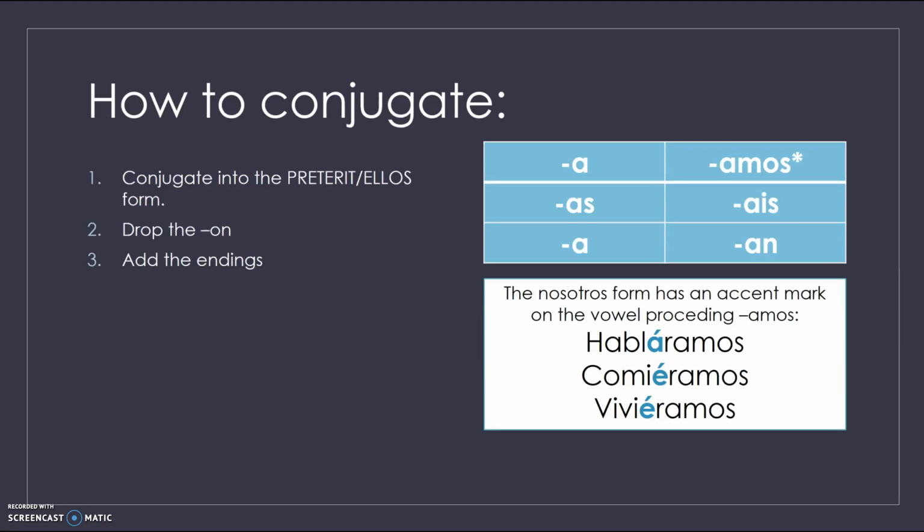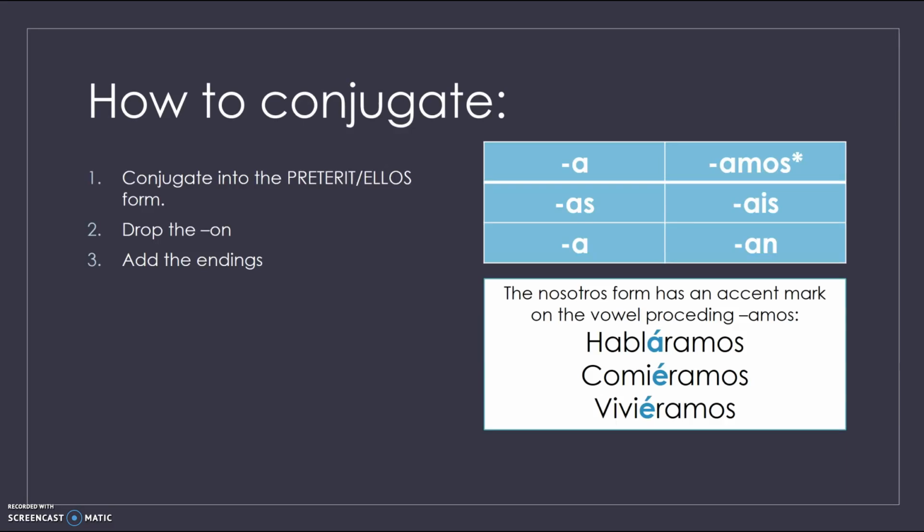So hablar would become hablaron. Drop the on, hablar. Add the endings: hablara, hablaras, hablara, hablaramos, hablarais, hablaran. Comer would become comieron. So when I drop the on, comier. And then I get comiera, comieras, comiera, comiéramos, comierais, comieran. And vivir, vivieron. Well, that would become vivier. Viviera, vivieras, viviera, viviéramos, vivierais, vivieran.